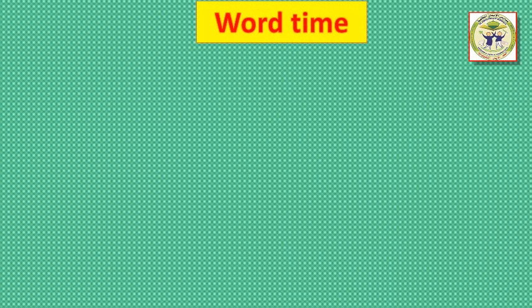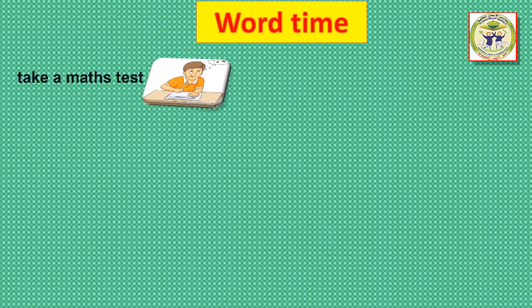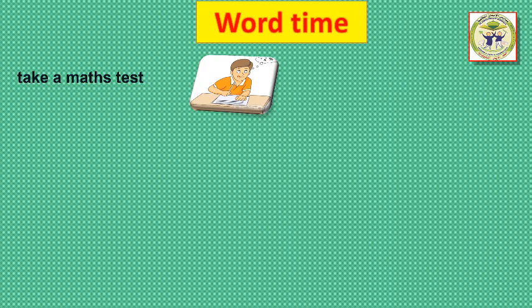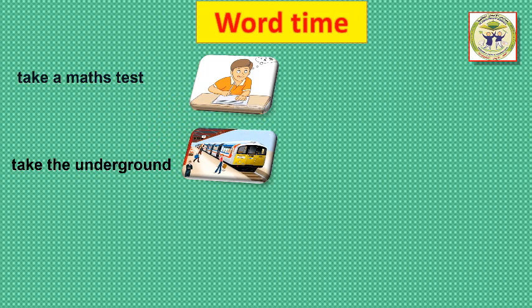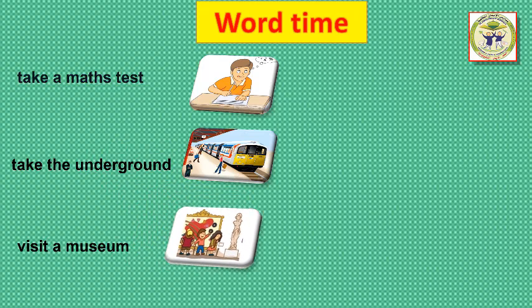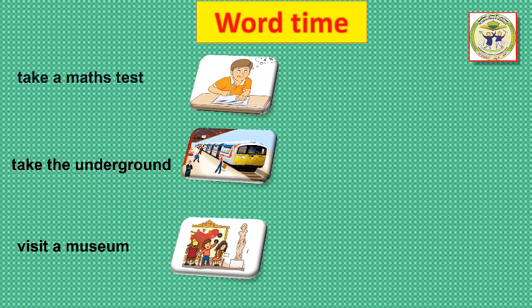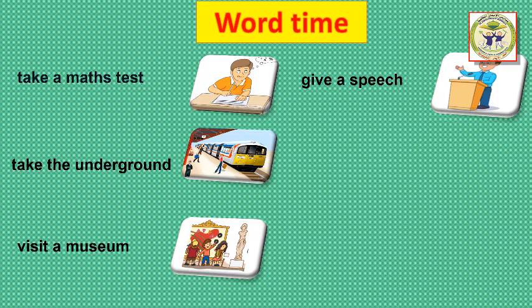It's time for word time. Let's revise the most important words or expressions that you have studied in this unit. Number 1, take a maths test. Number 2, take the underground. Number 3, visit a museum. Number 4, give a speech. Number 5, get a haircut.